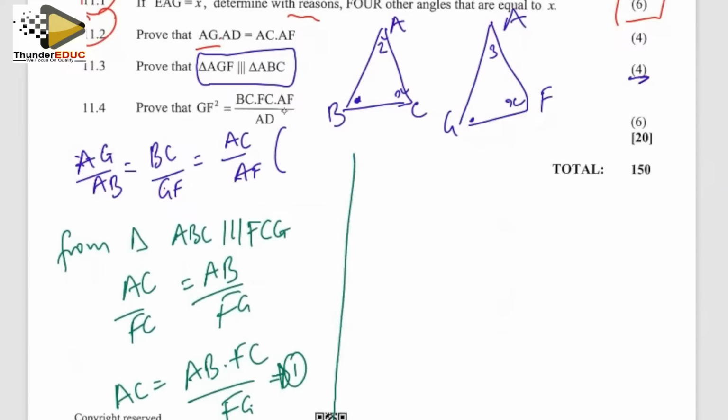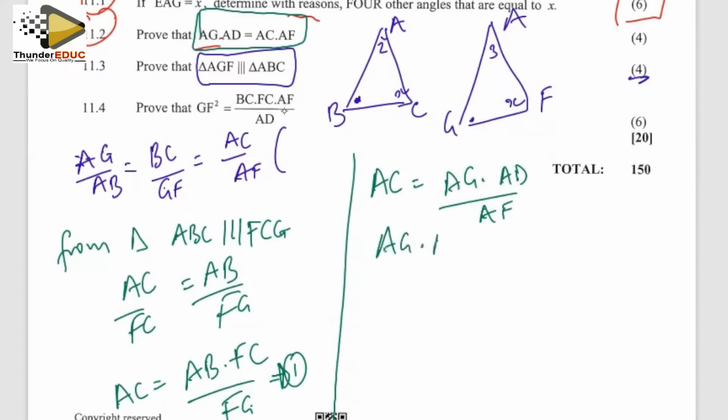Then 11.2, we had this. Let's also generate something from this. So from here, let me make AC the subject, which means it's going to be AG multiplied by AD over AF. Then I'm going to equate the two, because it's AC and AC. So I have AG times AD over AF is equal to AB multiplied by FC over FG.